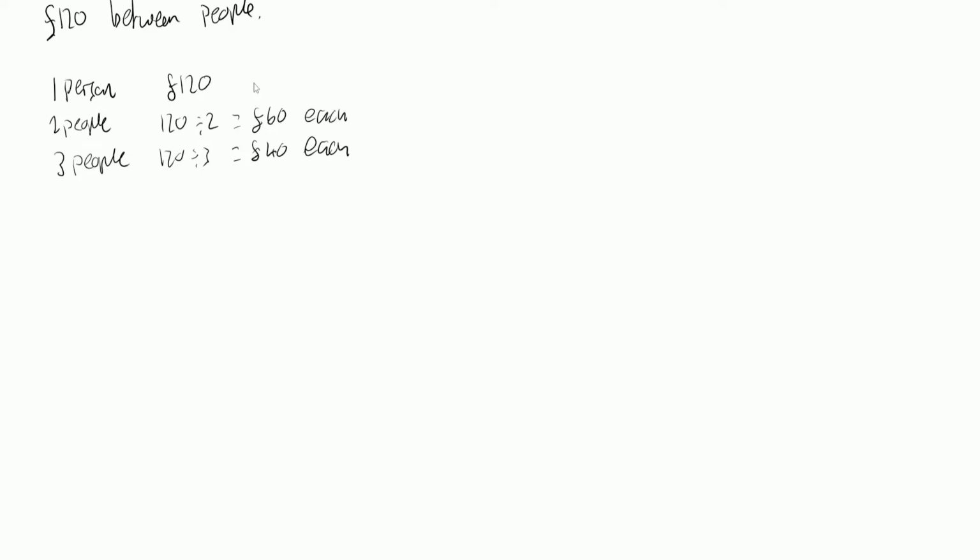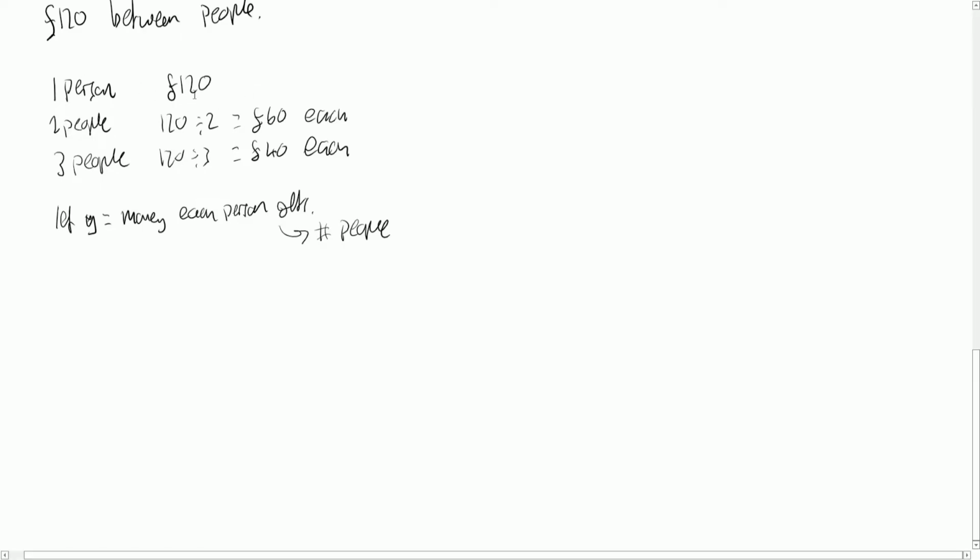So what we're going to do is we're going to say, let y equal the amount of money each person gets. Okay? And can you see that this is our dependent variable? Because this is the thing that changes based on the number of people. Yeah? The more people we have, the less money we get. So it's our dependent variable because it depends on the number of people. So we're going to let y equal that.